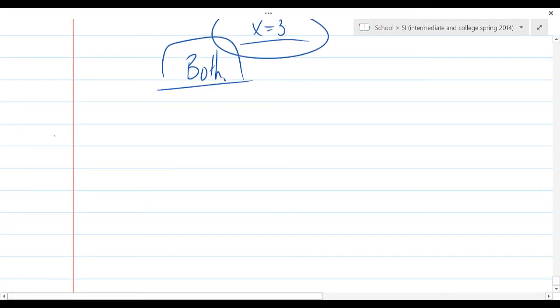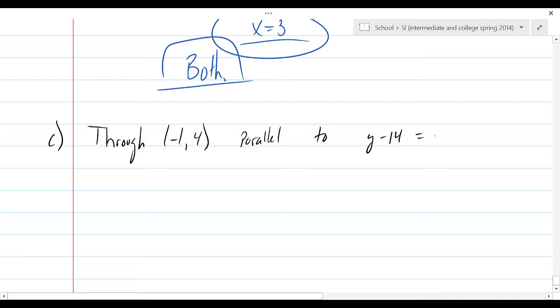Let's go ahead and do C. Through negative 1, 4, parallel to y minus 14 equals negative x. Well, what is parallel telling me? Parallel is telling me that they have the same slope. So I need to find out what the slope of this line is. How do I do that? I need to find out what the slope of this line is so I can find out the slope of my own line that I need to make.